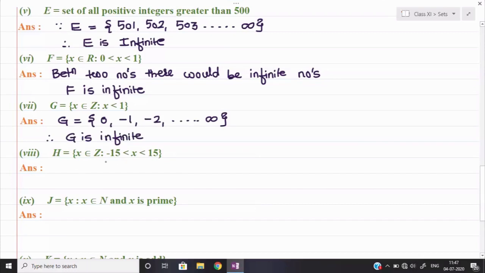Okay, similarly see here, x belongs to Z, part number 8. They are saying in part number 8 that x lies between minus 15 and plus 15. So between minus 15 and plus 15, what are the integer values, because x is also an integer? That will be minus 14, minus 13, minus 12, and so on, then one element 0 will come, then 1, 2 and so on, going up till 14. So see, all these elements are countable. If you try to count, there will be 20, 30 elements. So we can say that therefore H is a finite set.